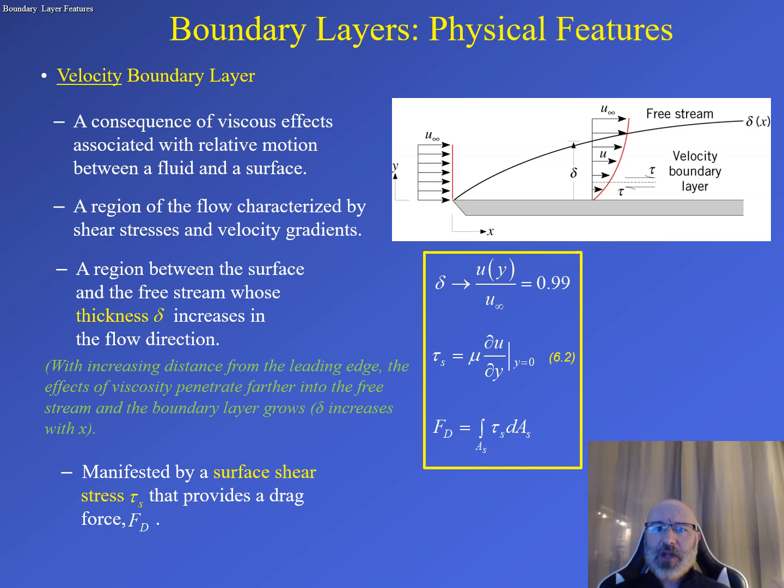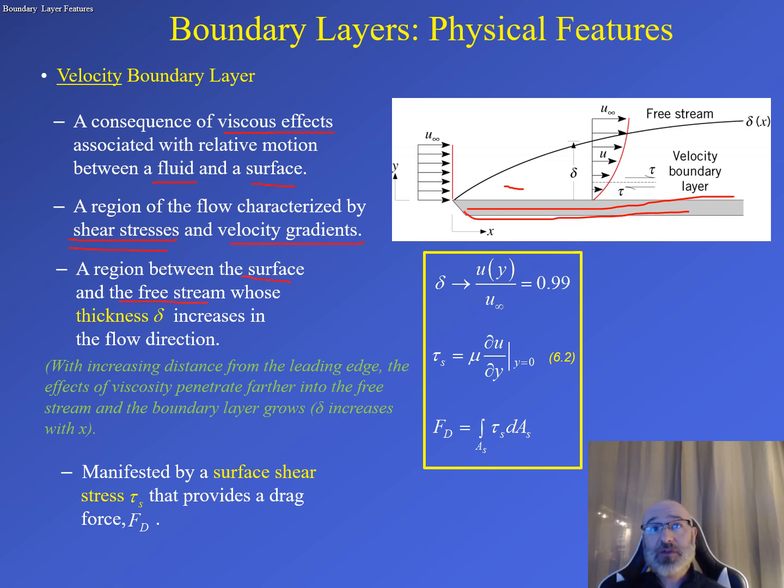To summarize our velocity boundary layer, this is a consequence of the viscous effects associated with the relative motion between a fluid and its surface. That's what we have in our diagram. We see our surface and we have a fluid above it. A region of the flow is characterized by shear stresses and velocity gradients, and we'll get into some governing equations for our shear stresses associated with this. As we mentioned, this is a region between the surface and the free stream.